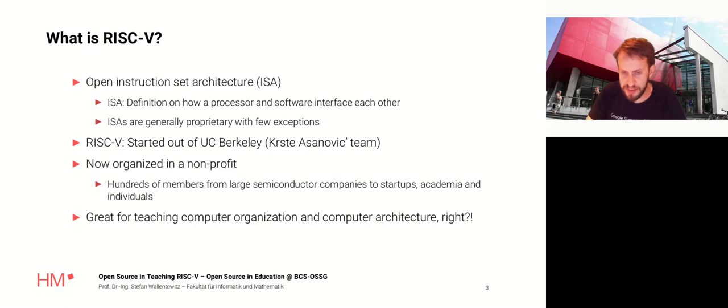Just as a background, I started teaching last year in March, so March 2019. I became a professor at Munich University of Applied Sciences. For me, it was the first teaching gig after my PhD. And I was thinking that's a great thing. I know everything about RISC-V. I'm deeply involved there. I am now teaching computer organization and computer architecture. So what could be better than RISC-V, right?